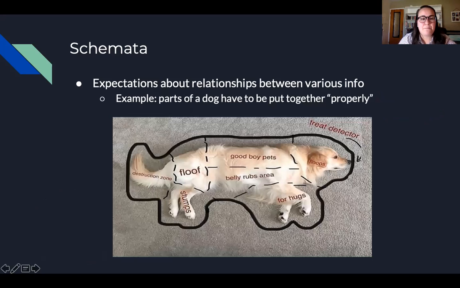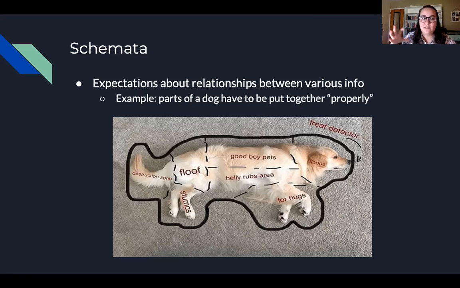And so schemata can also indicate the relationships that we have between various pieces of information. So going back to our dog schema, in order to have a dog, there are parts of the dog that need to be put together in a certain way. So the tail and the legs and the tongue, the teeth, they all need to be put together in a certain way. If there was a creature that had 4 legs, but the 4 legs were coming out of its head, if it had a tail that was sticking out of its nose, if its tongue was on the underside of a belly, right? We wouldn't call that a dog.